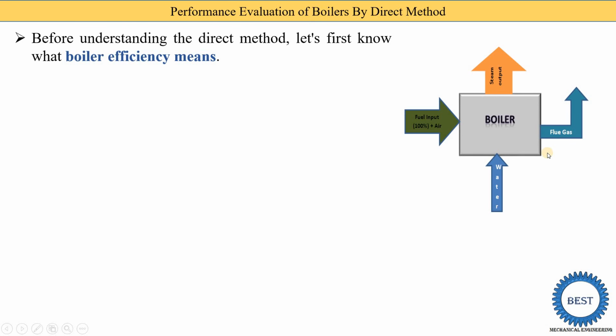Meaning in a boiler the fuel is supplied, which has chemical energy, and this chemical energy is converted into heat energy, and this heat energy is absorbed by the water. So water is converted into steam. So the boiler burns the fuel to produce steam.